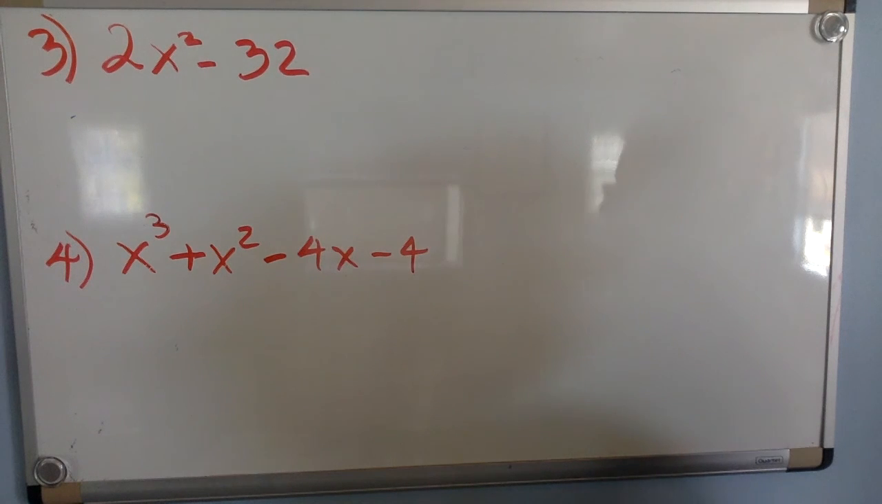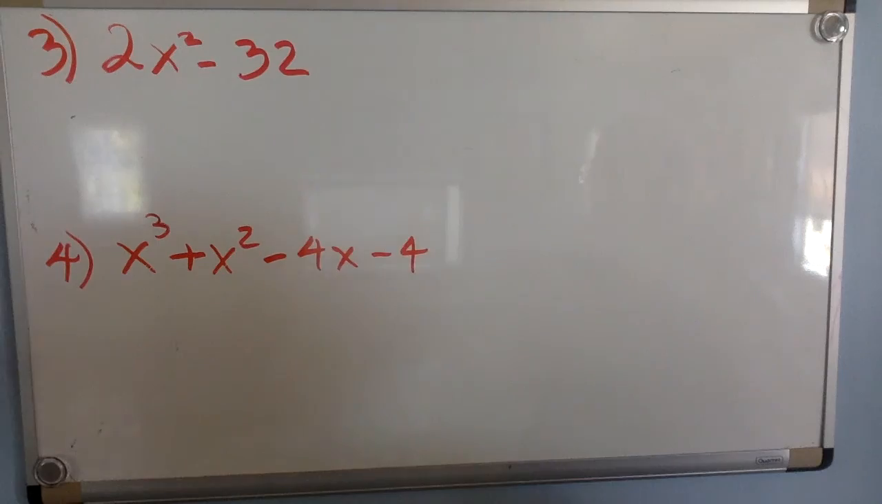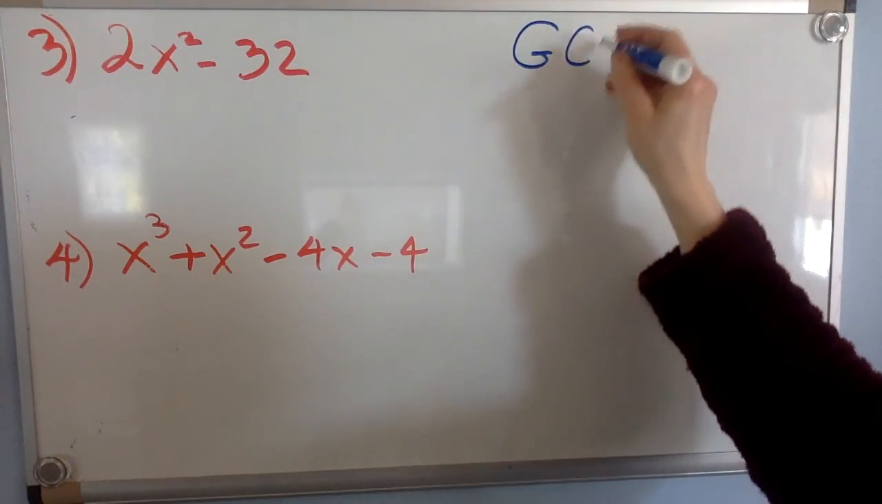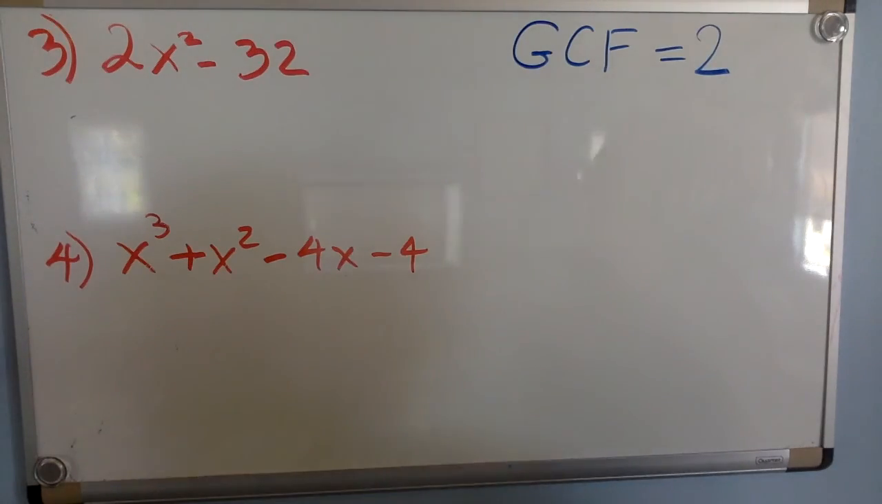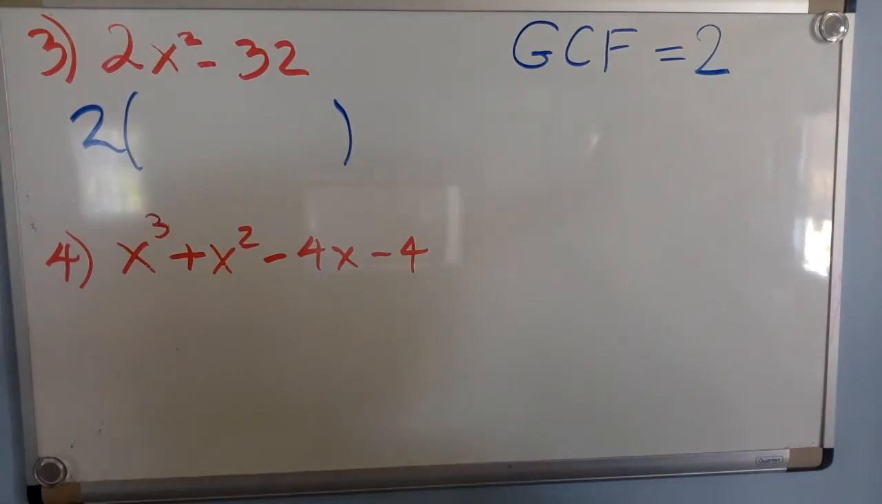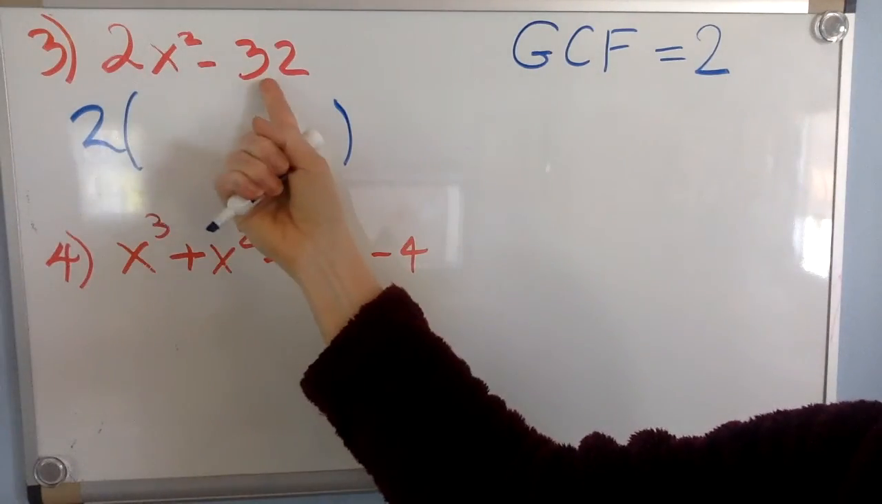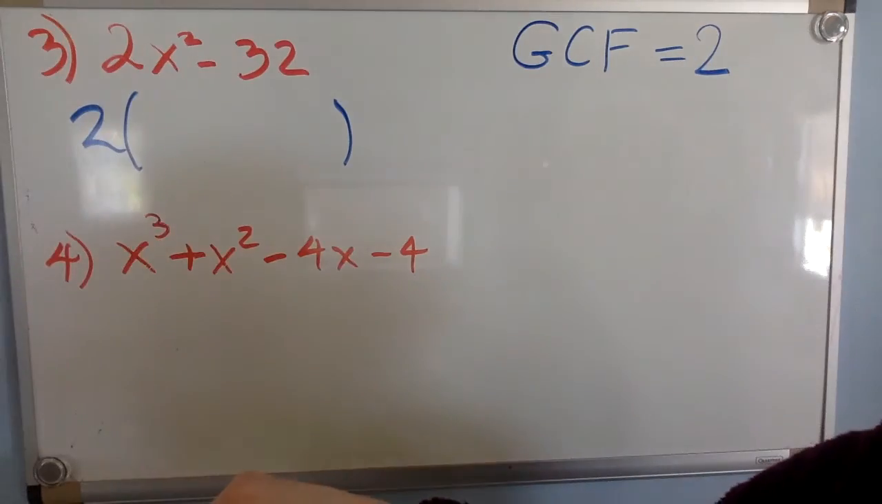Okay, let's do the next 2 problems in the factor completely homework. Number 3 is 2x squared minus 32. And as always, look for the greatest common factor first. That's going to be 2. So that means I'm going to pull 2 outside the parentheses, and inside the parentheses, I'm going to have 2 terms, and both of those terms are going to be these 2 divided by the greatest common factor 2.